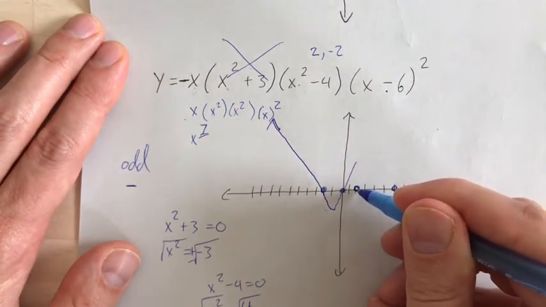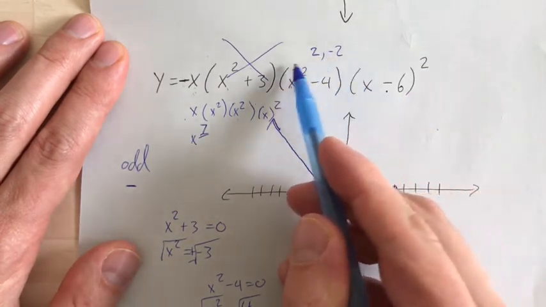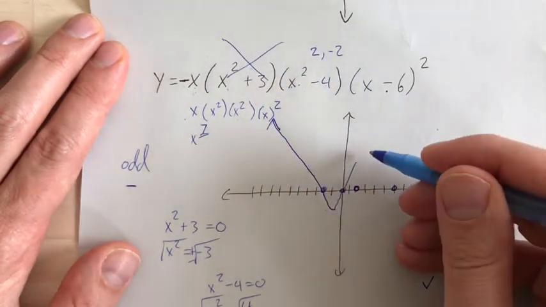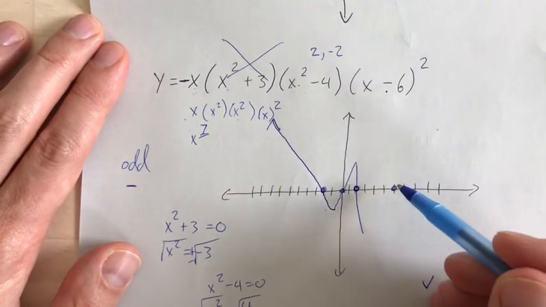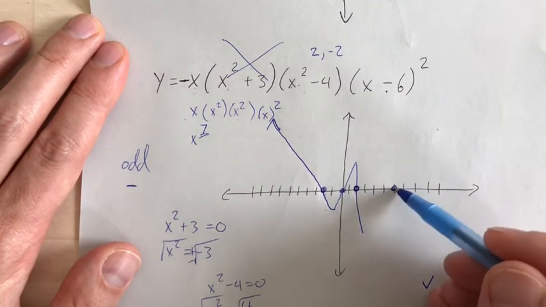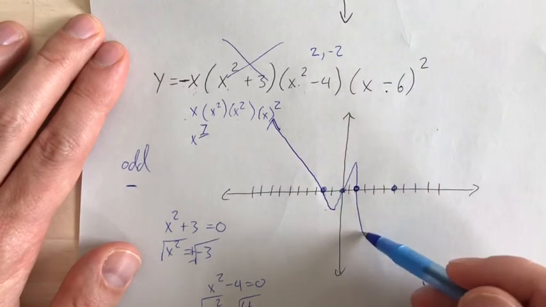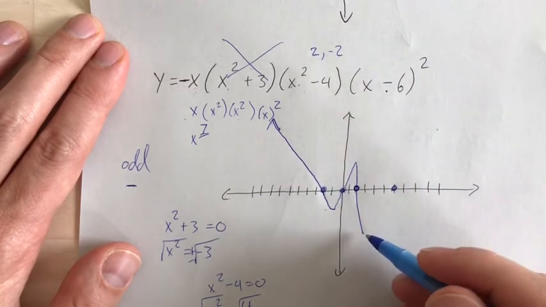I'm going to go next to this 2. This came from this guy, so no squares on the outside, so I'm just going to go through him. And then I'm going to go through this guy, but you'll notice that, again, he came from a square on the outside, so I am going to bounce off this guy and go back down.